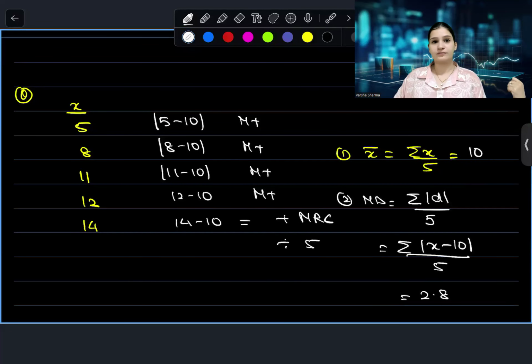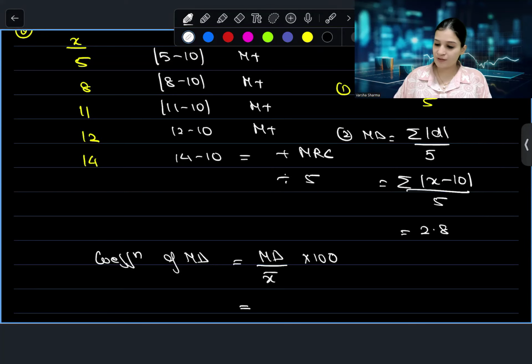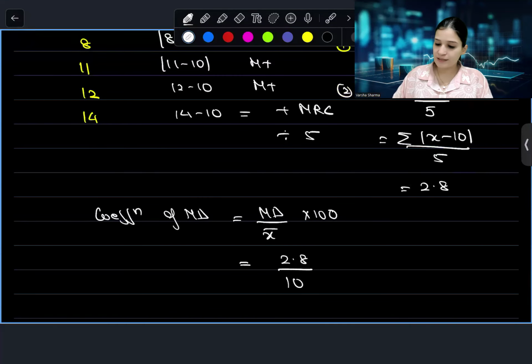Yes, ma'am. Now, coefficient of mean deviation will be mean deviation by mean into 100. Mean deviation 2.8 divided by mean 10 into 100. Answer 28. We don't write percent. All of you clear? Yes, ma'am.